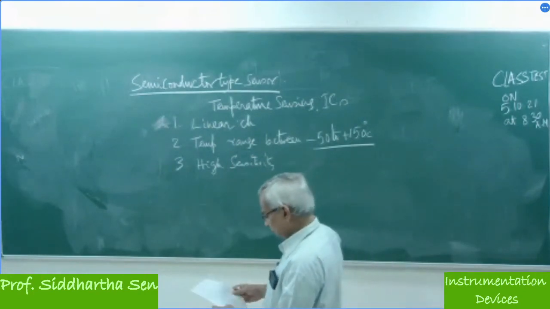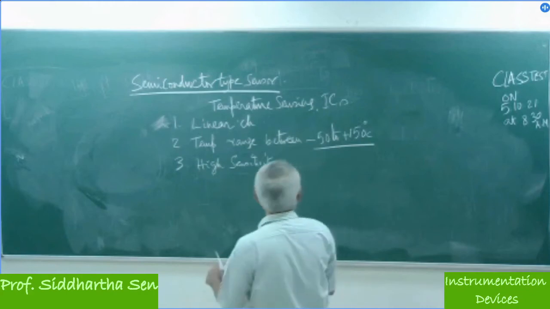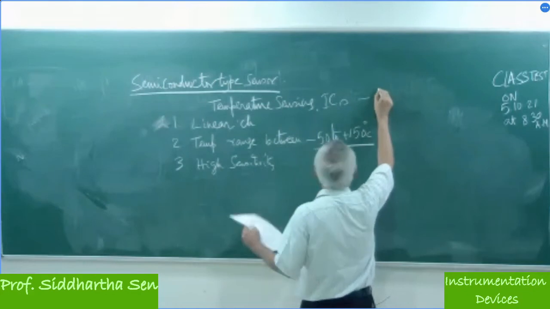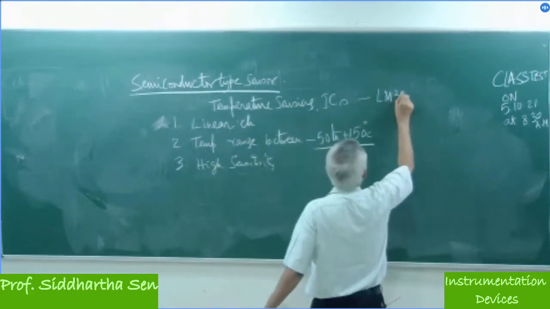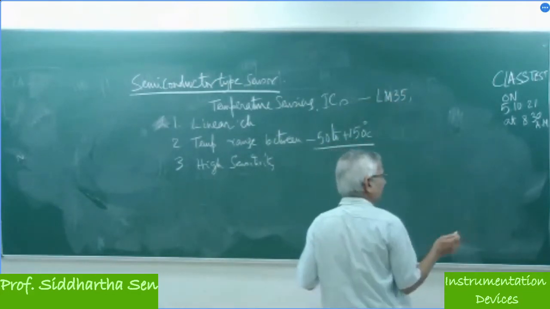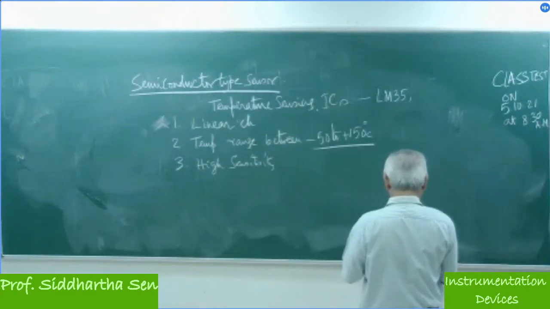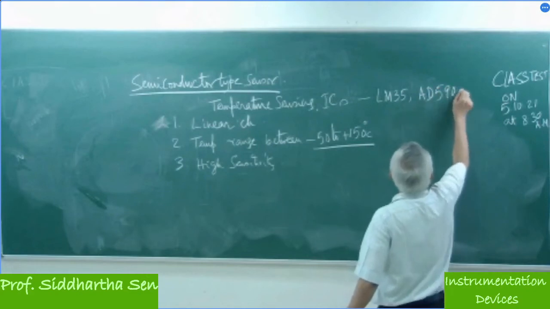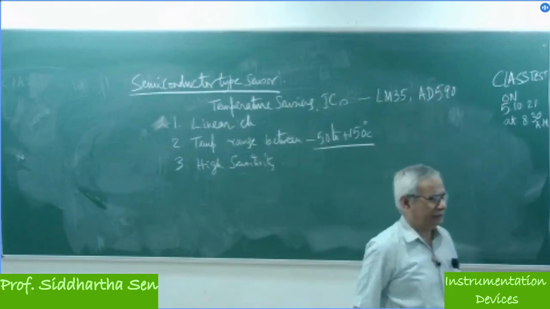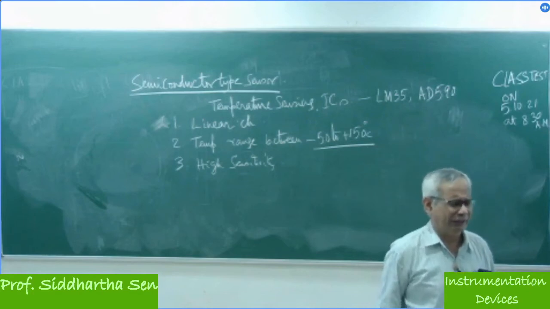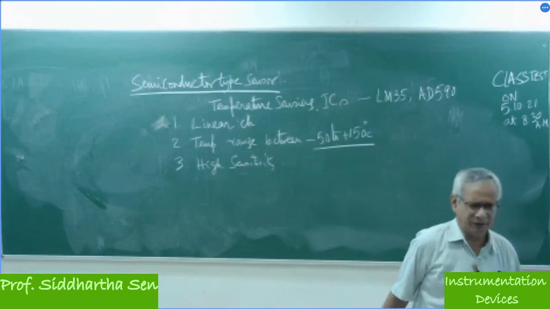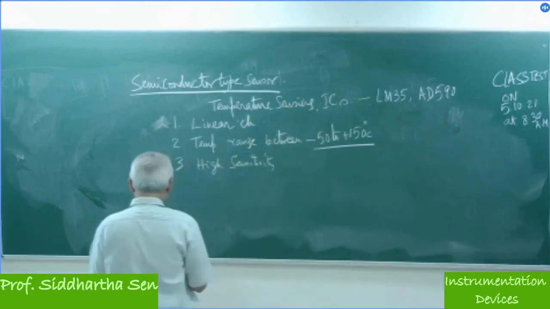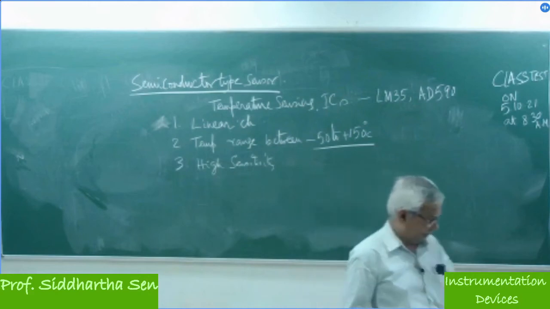In fact, these ICs are available in the name of, say, LM35. I don't know whether it has been discussed in some experiment. AD590. These ICs are available. They measure and they can give you directly an electrical output in terms of temperature. But how do they work? The basic principle is very simple.